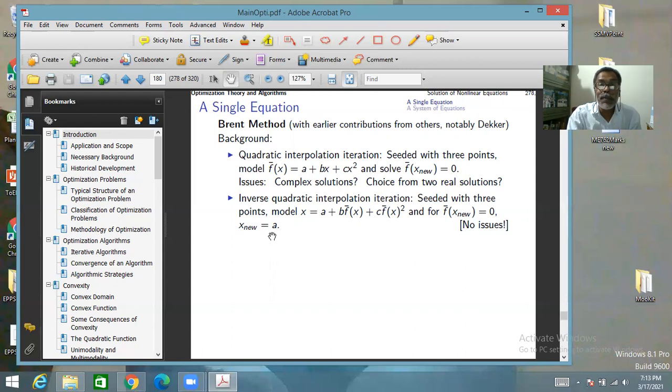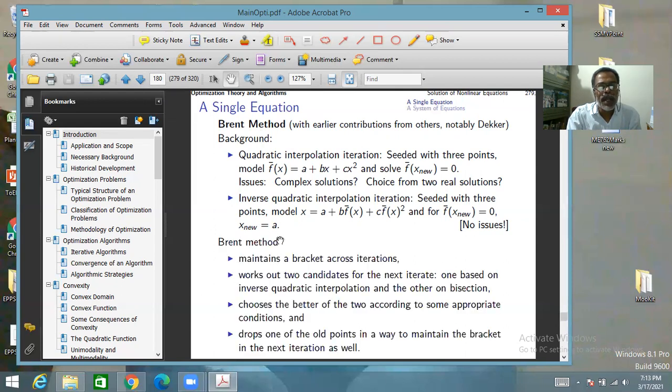So Brent method, which we are going to talk about, maintains a bracket across iterations all the time. It starts with 3 points. Basically, the bracket is already there, so another point you take. And for every iteration, for x new, it works out two possible candidates. One based on inverse quadratic interpolation, another based on bisection. Both are sure actually. However, it chooses the better one based on some appropriate conditions.